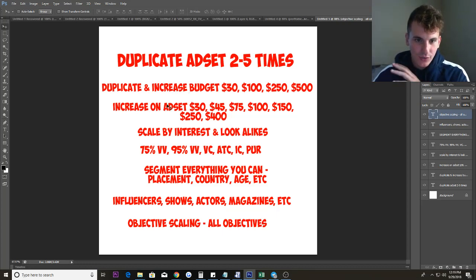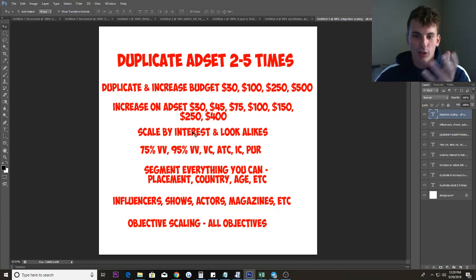So increase on the ad set. Every 3 to 4 days, increase the daily budget on the ad set. I like to do it at 12 a.m. so it has that full day to optimize. So if you're at $30, go to $45, $75, $100, $150, $250, $400, and when you get to $500, go to $1,000 if you're feeling crazy.